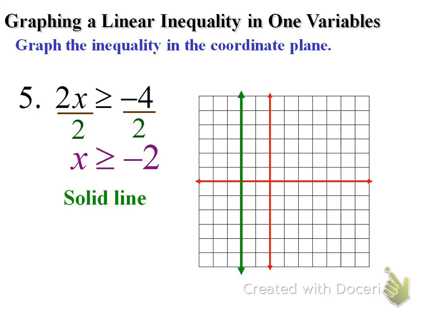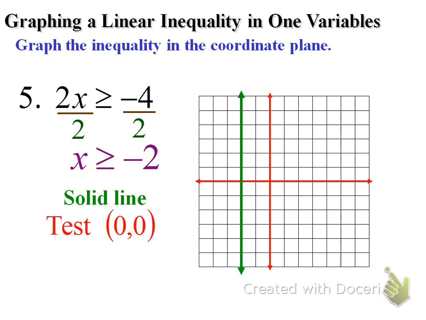Now we have to decide which way to shade. There's really 2 ways to decide which way to shade. I usually look at the sign and I think of what values would make it true. So which x values would be greater than negative 2, ones to the right or ones to the left? To the right. To the right, good.